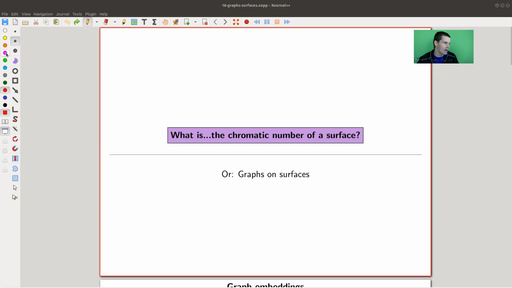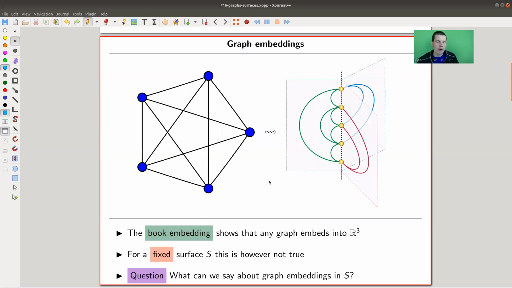Okay, today's topic is the chromatic number of a surface. What could that be? Well, we'll see, but it certainly involves graphs on surfaces. So let's have a look. A graph is a one-dimensional object, so you can think of it as embedding it somewhere, and you would like to embed it such that no intersections of edges appear. Turns out that you can always do that in 3 space, not necessarily in 2 space, but you can always do it in 3 space.